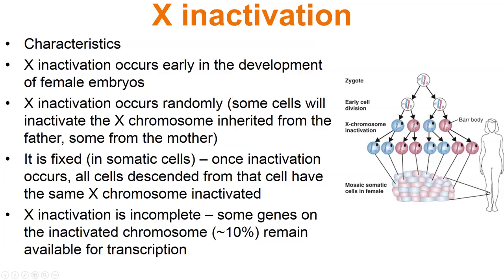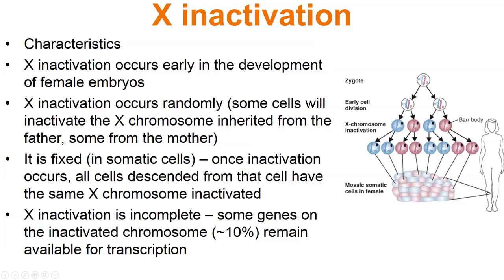So some characteristics of this X inactivation, and this is important to recognize, because this affects how it's going to affect genetics. The X inactivation occurs randomly. Okay, so which X is shut off is going to be completely random. So sometimes you'll shut off the X chromosome from the mother. Sometimes you'll shut off the X chromosome from the father. Okay?